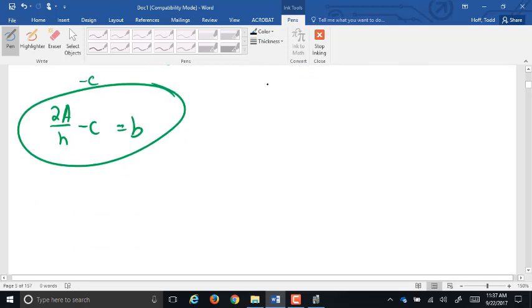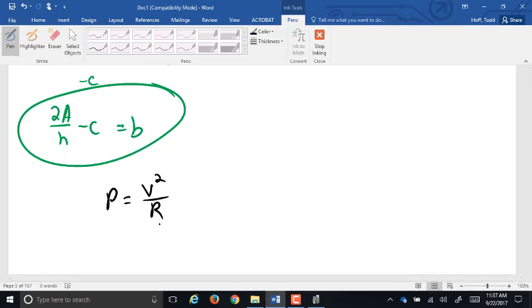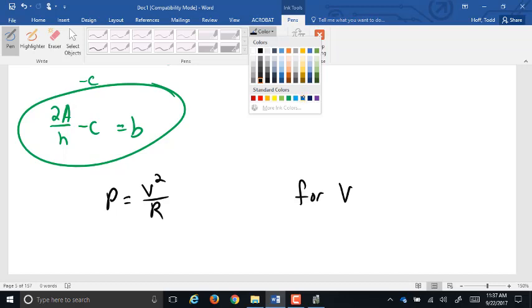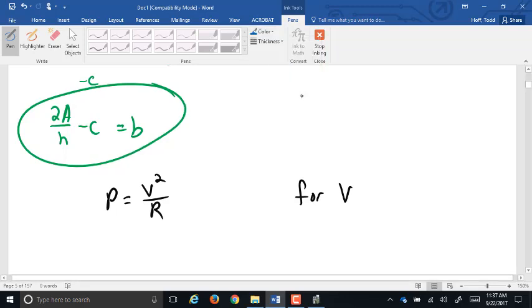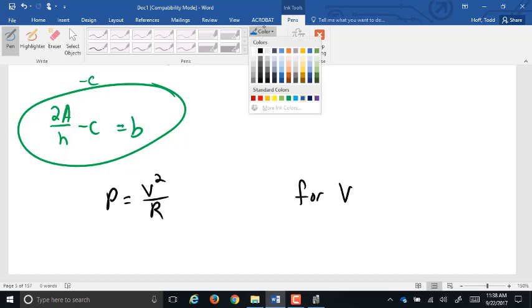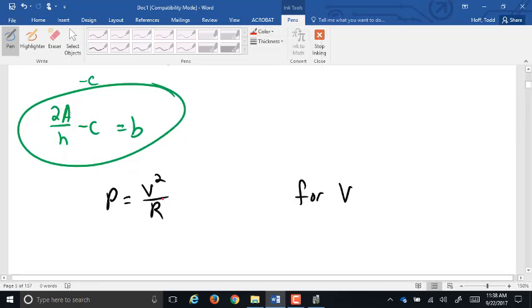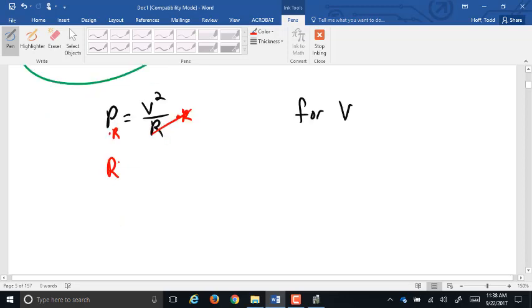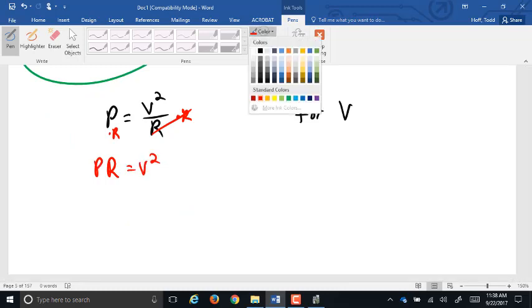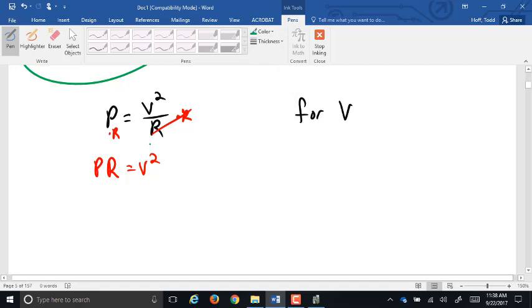Let's do a little bit easier formula for you. How about this one? P equals v squared over r, and we're going to solve it for v. So v is on top of the equation right now, which helps. So we're going to multiply by r to get rid of the r. So you got pr equals v squared.